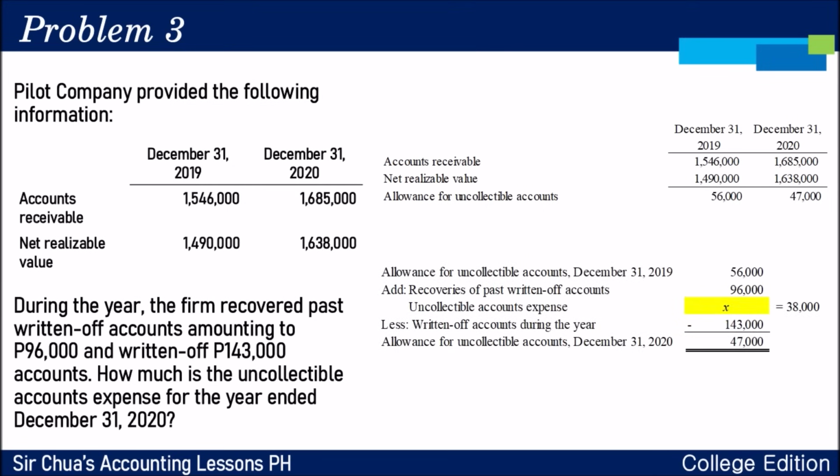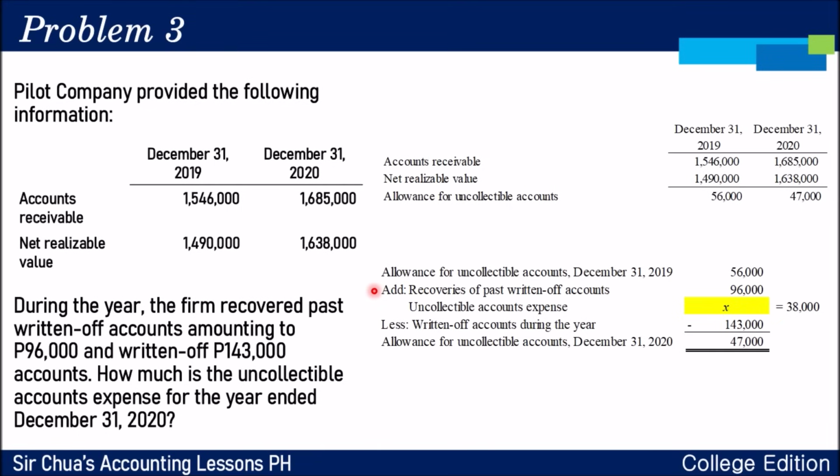Ito na po yung solution. Okay. So, your equation is actually allowance for uncollectible accounts at the beginning of the year. I-add nyo lahat ng recoveries of past written off accounts. Bakit ina-add natin yung recoveries of past written off accounts? Remember the entry pag nagre-recover tayo? Debit accounts receivable kasi nire-reinstate na natin yung accounts receivable. Then credit allowance for uncollectible account. Okay? So, kinredit natin siya kaya ina-add natin.